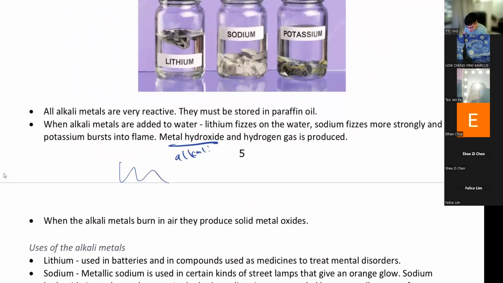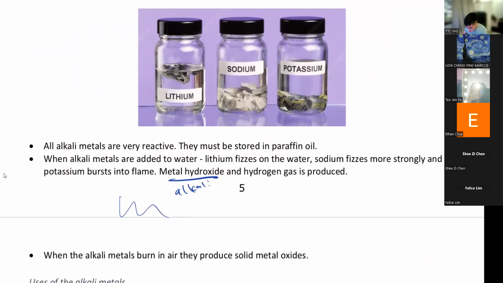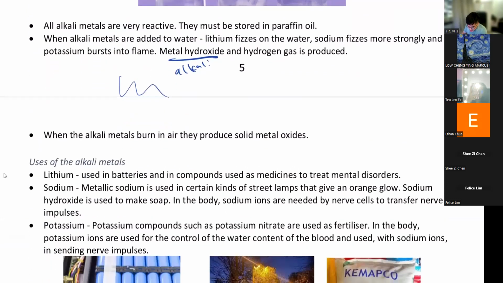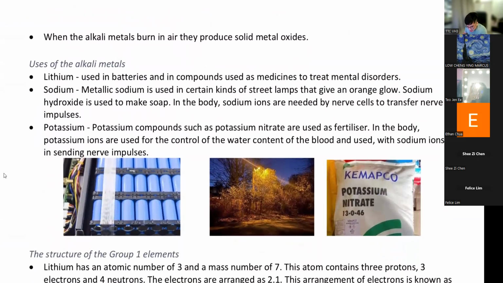Okay, so as you can see, we have to keep them in oil. They are crazy. They will explode. Even if they touch air, they will catch fire. So they have to be kept in oil. All right, so what are their uses?